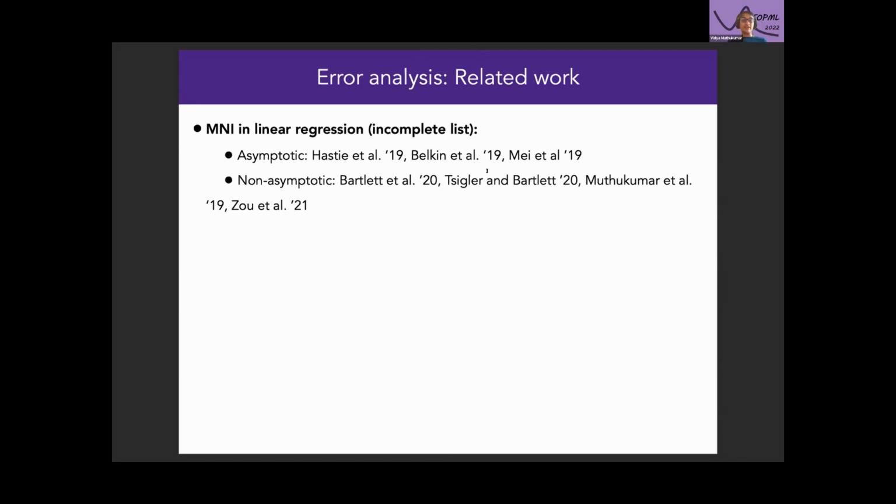So again, just to do a very quick situation in related work, there's been a lot of great work understanding the MNI in the case of linear regression. Again, the starting point in a lot of this is the closed form expression of the MNI.